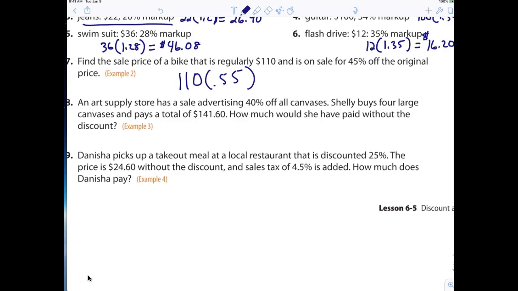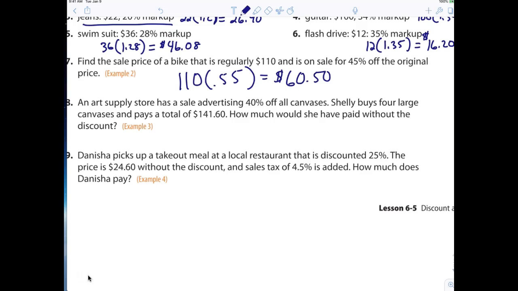You're taking 100%. You're adding the markup, or you're subtracting the discount. That's what we're doing here. All right. So Aiden, what do you have to pay for the bike today? $60.50. Joseph, are you good with this? Yeah. Justice, how's that? Okay.